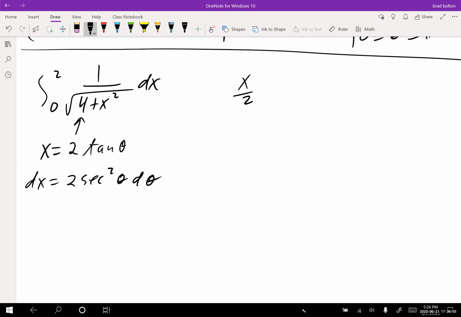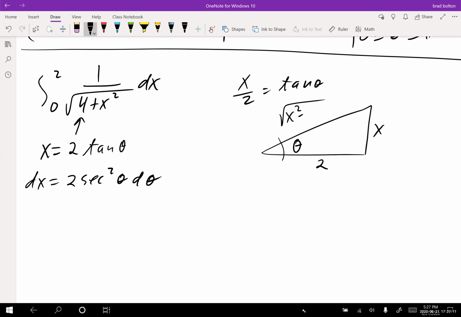So we actually have x over 2 equals tan theta. We know that tangent is SOHCAHTOA, opposite over adjacent. So the opposite is x and the adjacent is 2. So then this becomes the square root of x squared minus 4. Oops, I'm sorry, not minus, x squared plus 4, or 4 plus x squared, which is that guy right there. So that's how that came to be.